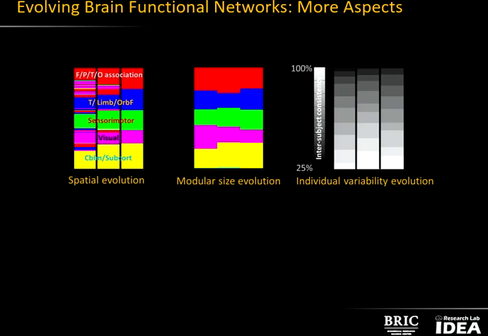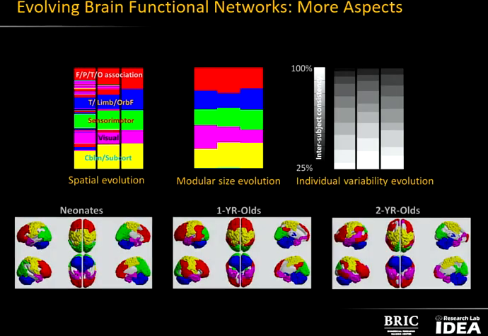You can see some of the modules are expanding. When we look at the module size evolution, some of the modules, for example the visual network, have been developing into more focalized or spatialized forms. And we can also check the individual variability, which could not be done previously. The individual variability is reduced from the neonate to the 1st year old and then increased.